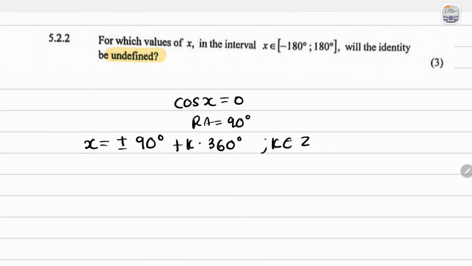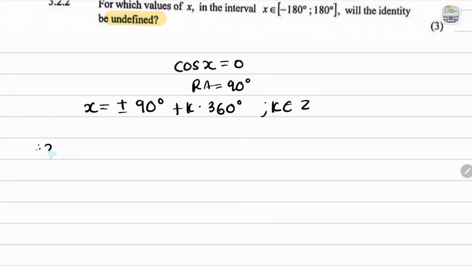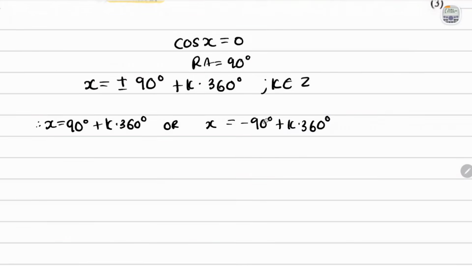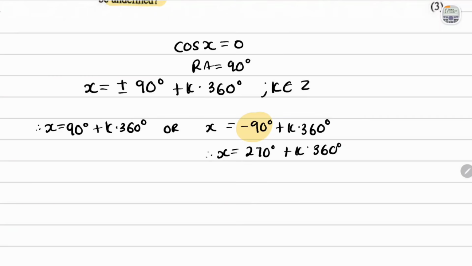And now we're just going to find the values of x within this interval. So we can separate it, of course. You can say x is finally equal to either positive 90 degrees plus k 360 degrees, or x is equal to negative 90 degrees plus k of 360 degrees. Now, if you want to make your angle positive, that's fine. When an angle is negative, you add 360 degrees to make it positive. So x is equal to 360 minus 90, which gives you 270 degrees plus k 360 degrees.